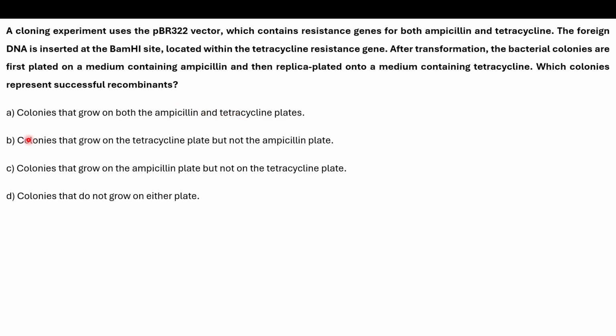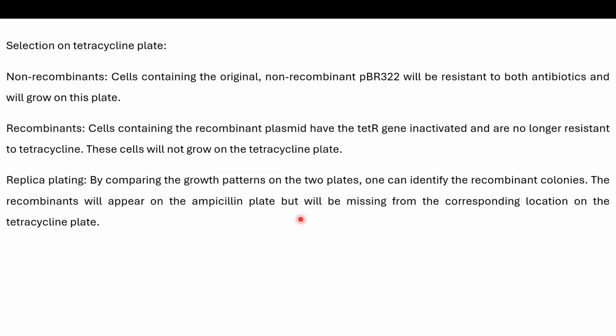the BamHI restriction site. Colonies that grow on the tetracycline plate but not the ampicillin plate are not the ones that we want for successful recombination. And colonies that do not grow on either plate mean the cells weren't able to take up the vector at all.